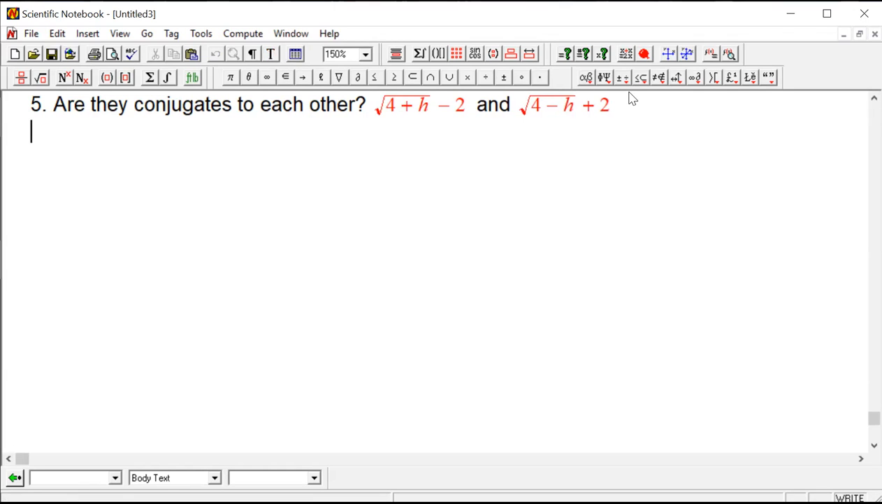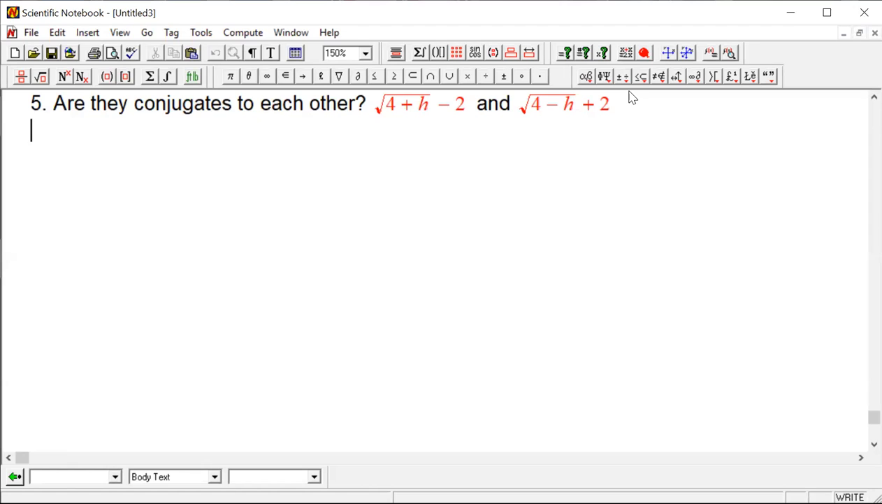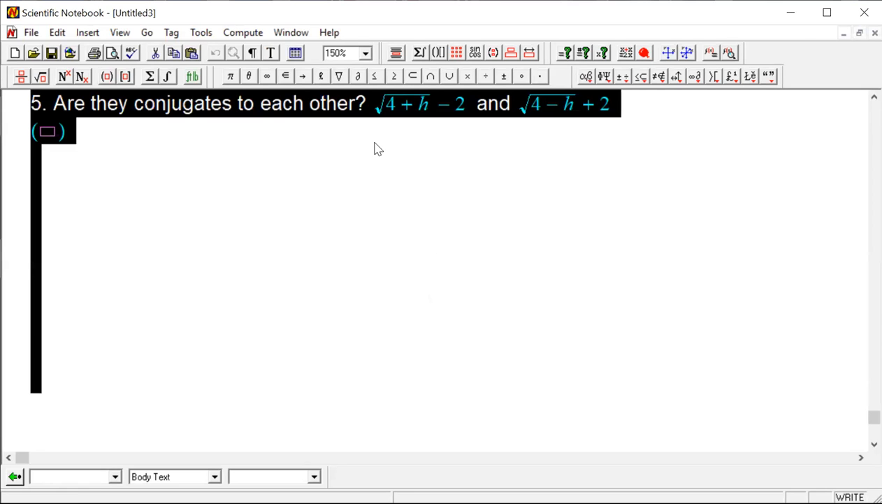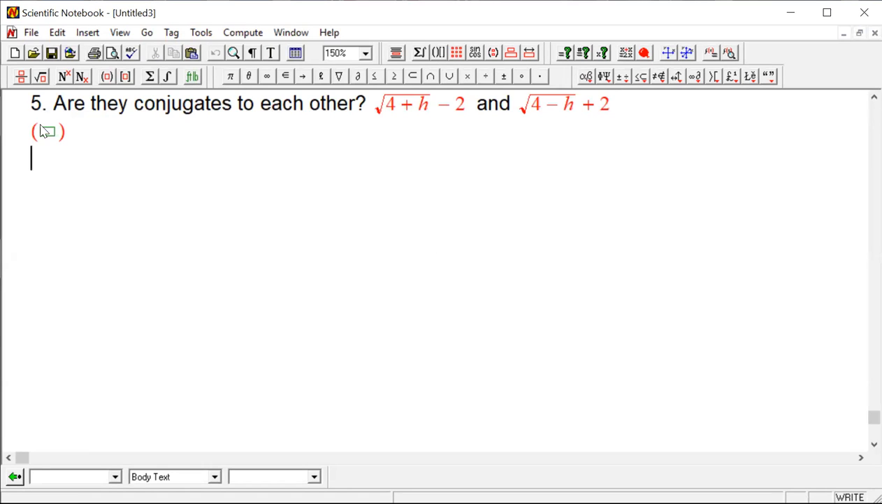Are they conjugate to each other? Well, if they are conjugate, we will know that the conjugates A plus B times A minus B would equal A squared minus B squared.